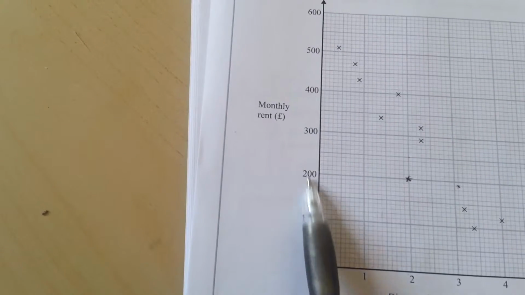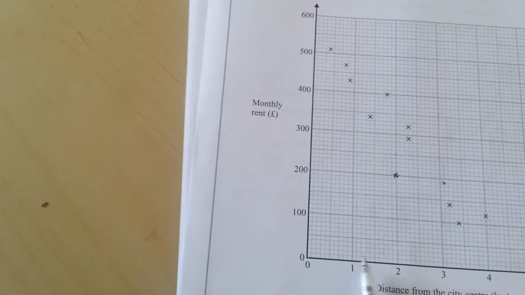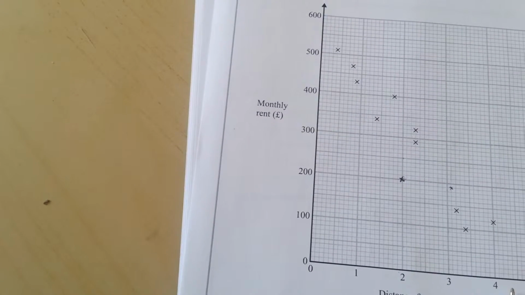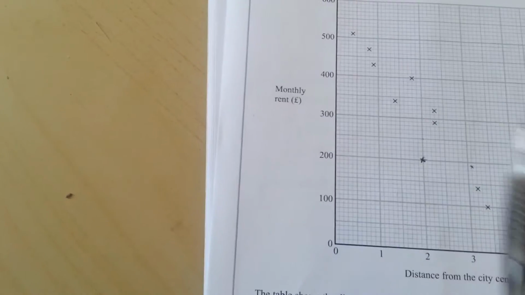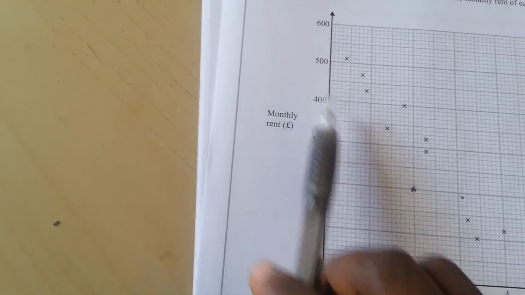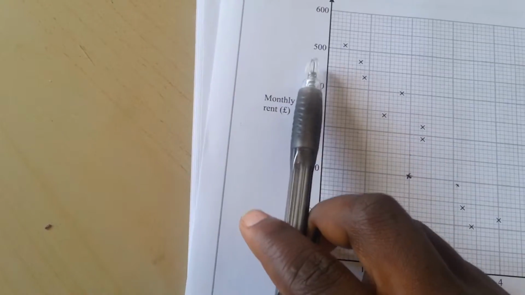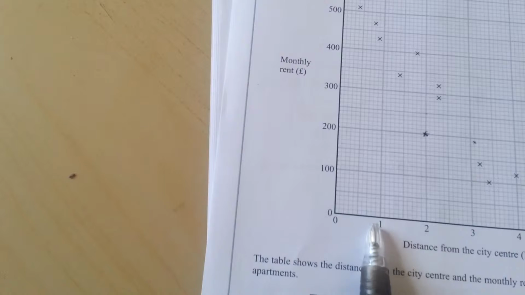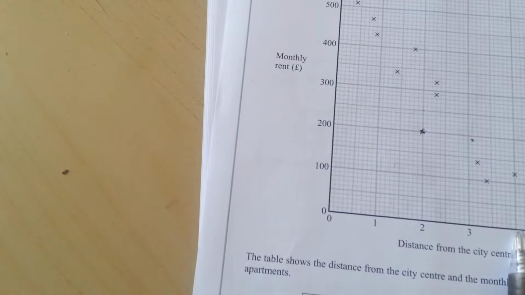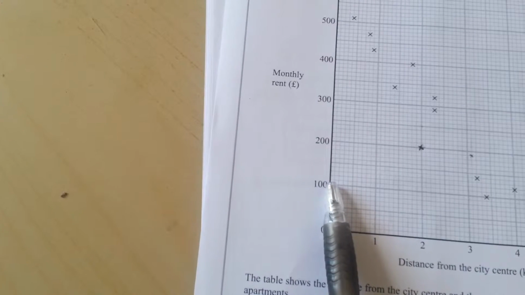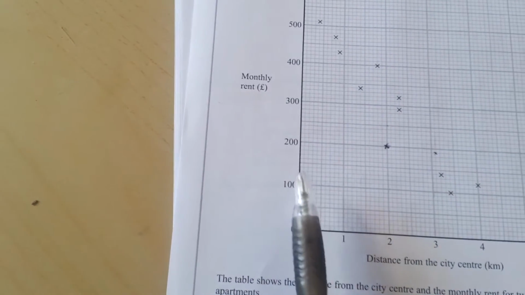So as the monthly rent is increasing, okay, the distance from the center is reducing, okay? They have a negative relationship. Let's try this again. For an increased amount of monthly rent, let's say 430, you have a very small distance from the city center. But for a very large distance from the city center, for example 4, you have 110, 120, you have 120 monthly rent, which is very small rent, okay?